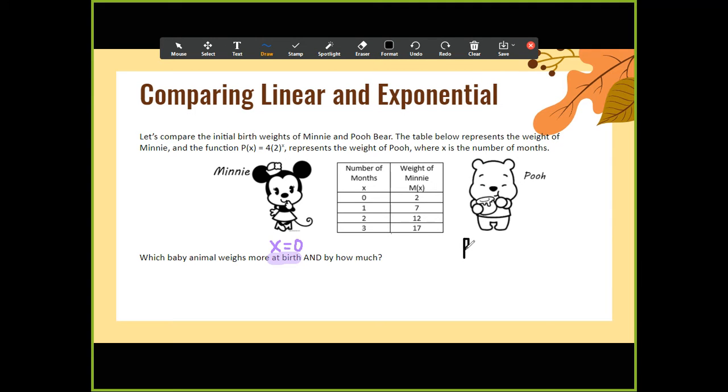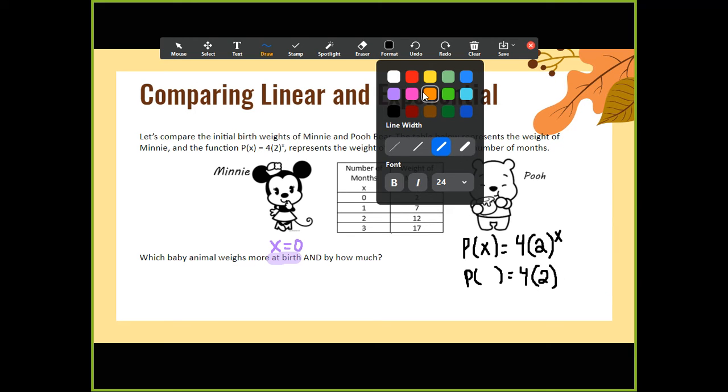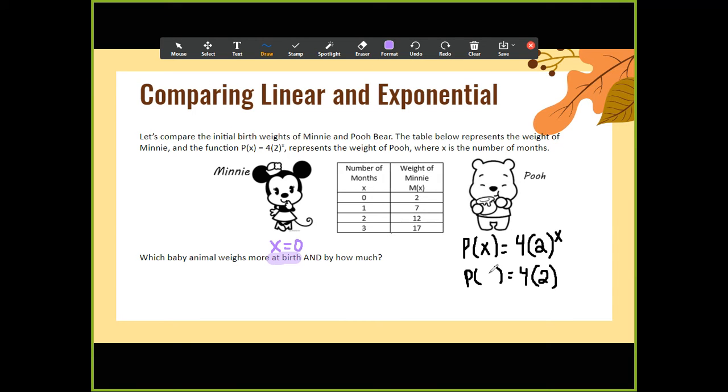Okay, Pooh's function is p of x equals 4 times 2 to the x power. And again, we are trying to figure out how much Pooh weighed at birth. Since we know now that at birth means x is 0, let's substitute a 0 into x and simplify here. So everywhere we see an x, we need to be inserting a 0. So now we have p of 0 equals 4 times 2 to the 0 power.